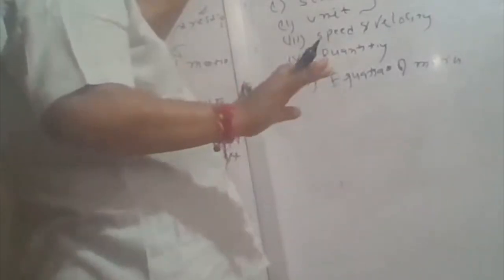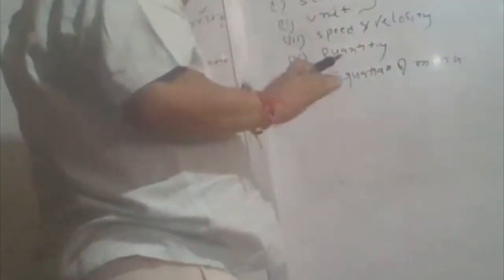Suppose a force does not have any meaning unless we put the unit Newton, 10 Newton. This is the unit. A tool by which any physical quantity is measured is called a unit. Now, unit has 3 parts.